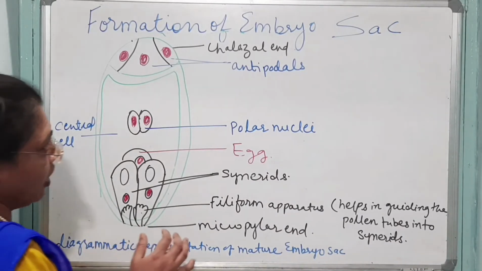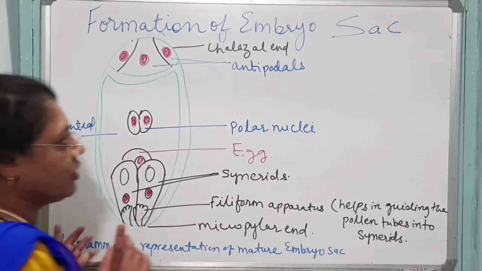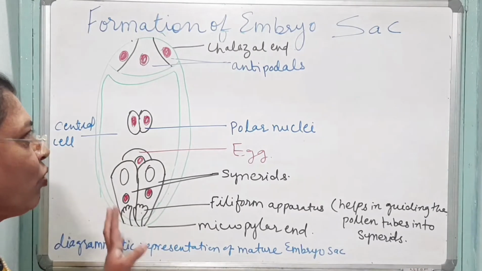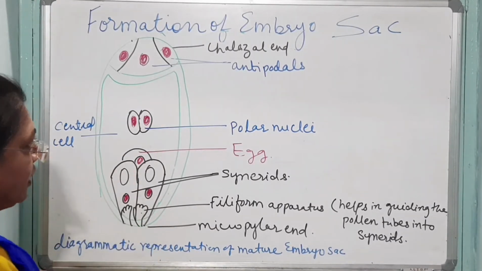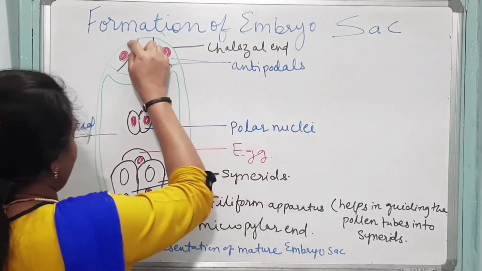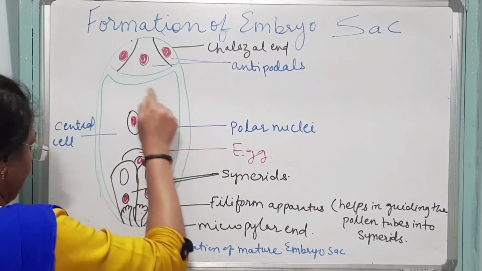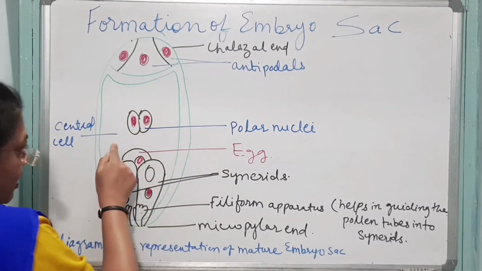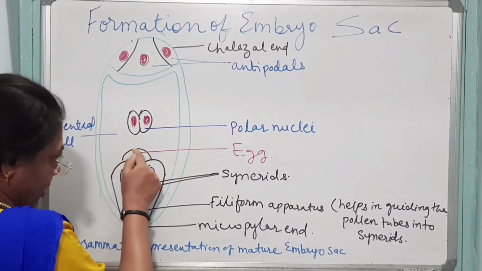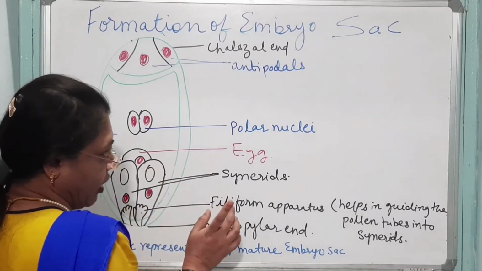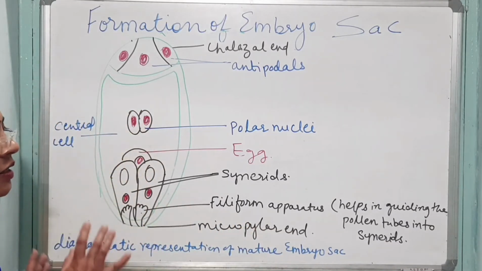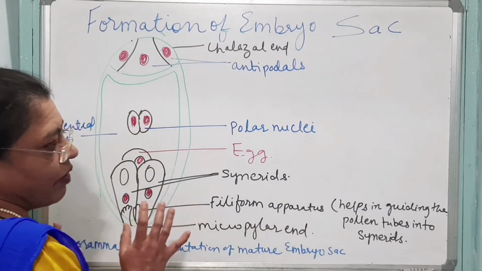So let's go further. Here one thing is to be noted: though the embryo sac is 8 nucleated, it has only 7 cells. How will we see that? At the chalazal end there are 3 antipodals, means 3 cells. The central cell makes 4. Now the egg is 5, and there are 2 synergids, which makes 7. So we have seen that though the embryo sac is 8 nucleated, it has only 7 cells.